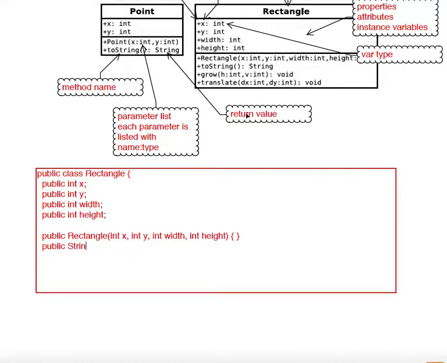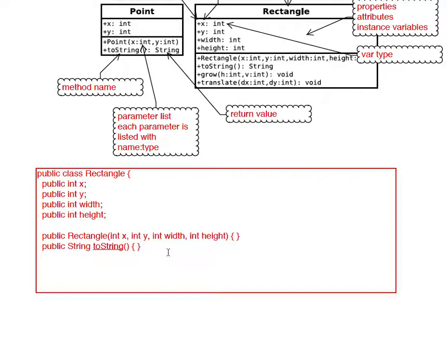Public String toString. I know it returns a string because this is the return type. This string that happens after the colon is always the return type of the method. It doesn't take any parameters. We don't know what it does.